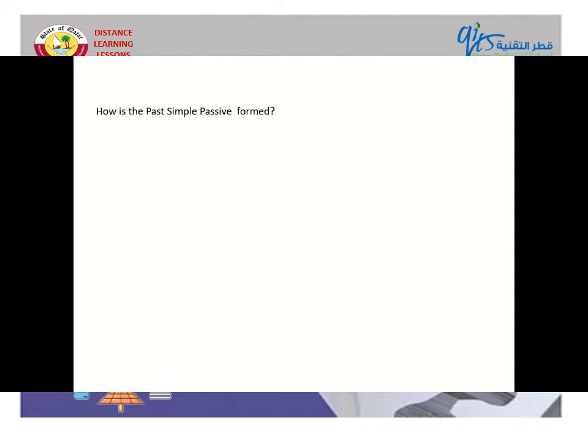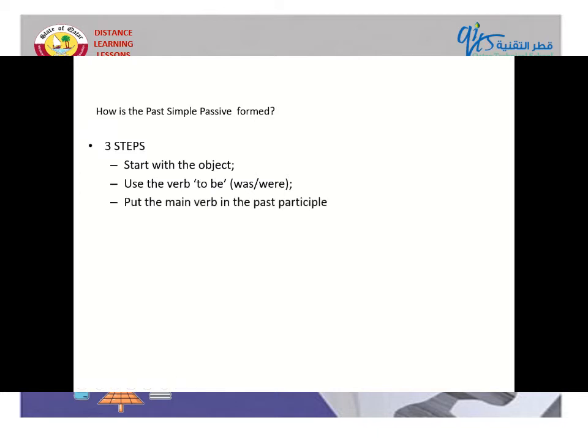Great. So now, how is the past simple passive formed? We have 3 basic steps. Step 1 is to start with the object. Step 2, use the verb to be, in our case, was or were. Was if the subject is singular, were if the subject is plural. And step 3, put the main verb in the past participle. Let's take an example.